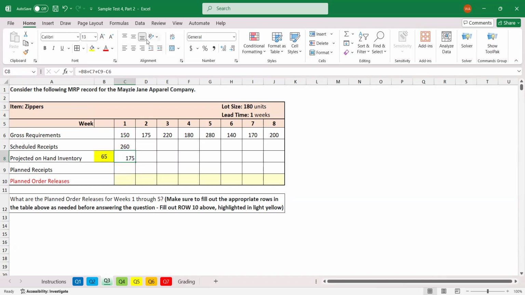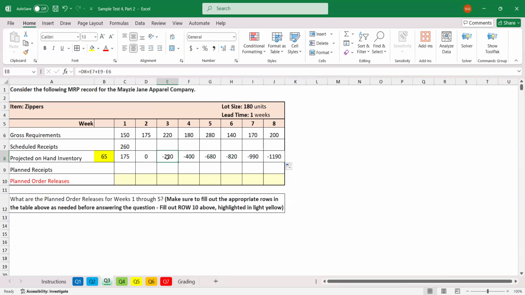Okay, so that gives us our projected on hand at the end of week 1 at 175. This formula doesn't change, so I drag it all the way to the end. Now, our goal here is to ensure that we have enough zippers available to whoever's next within the production line, right? So any place where there's a negative, you know you need to receive some inventory.